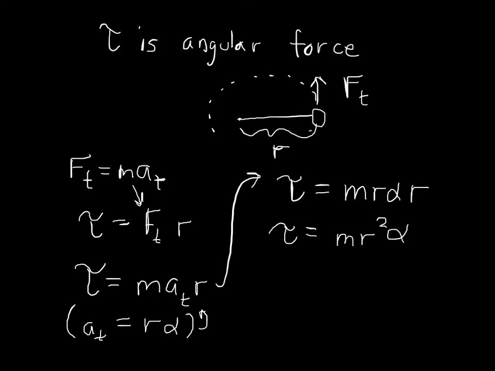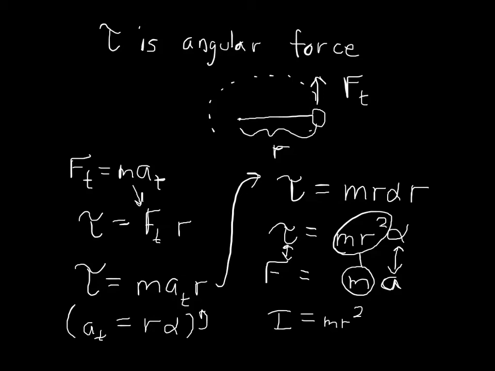This looks similar to F is equal to m times a. Torque is the rotational analog to force. Alpha is the rotational analog to a, which means mr squared is going to be the rotational analog to m. And mr squared has a very specific definition. I equals mr squared, where I is something called the moment of inertia.